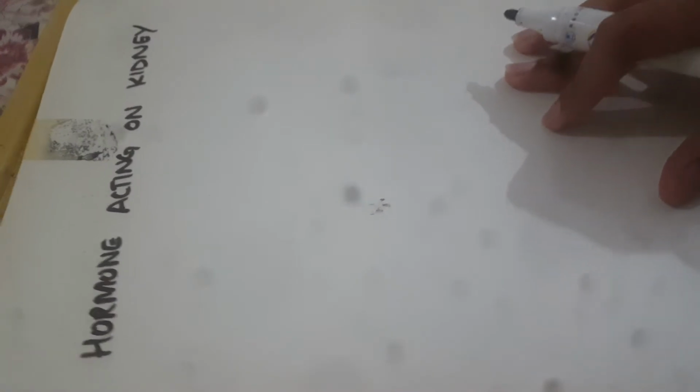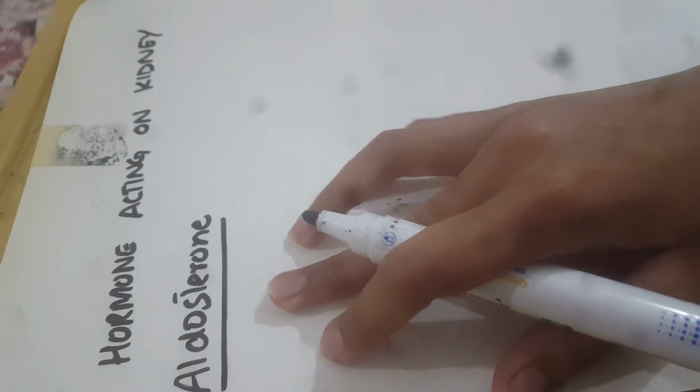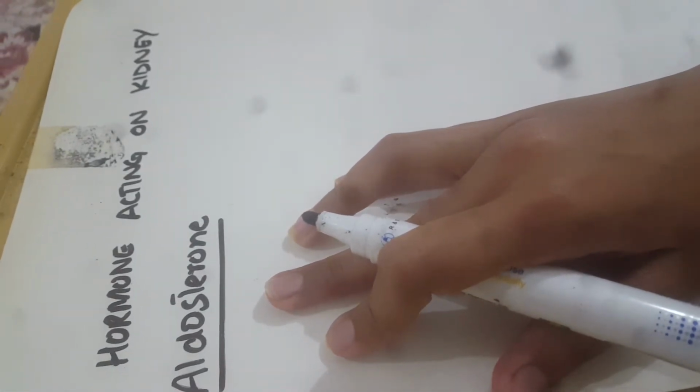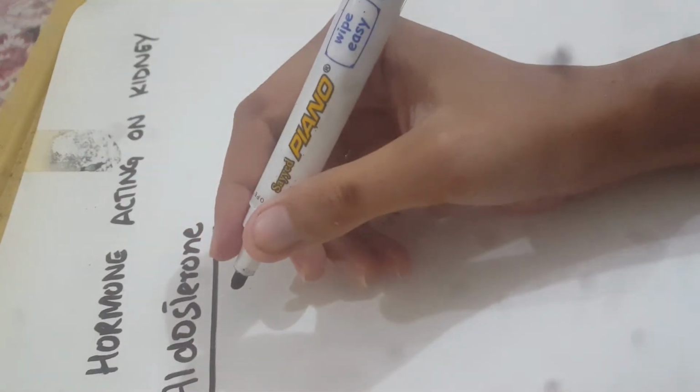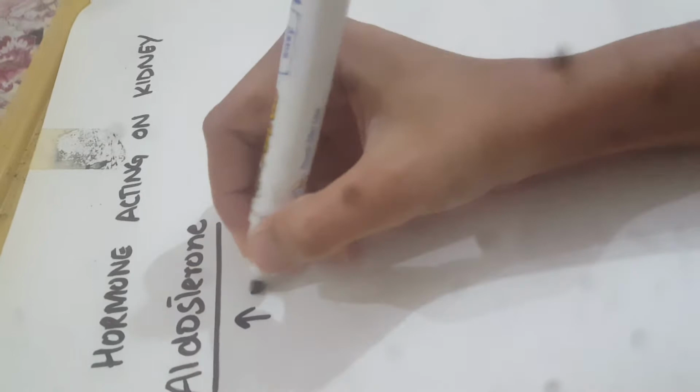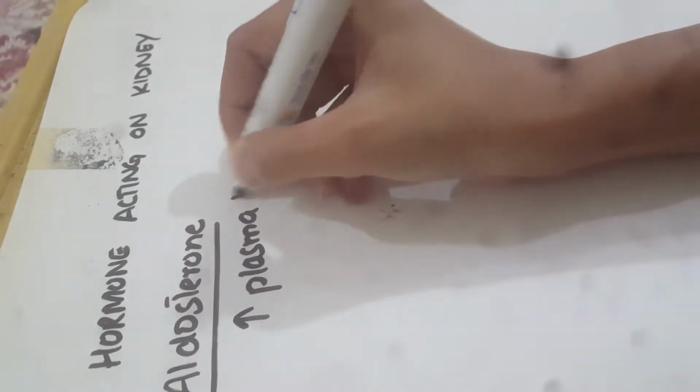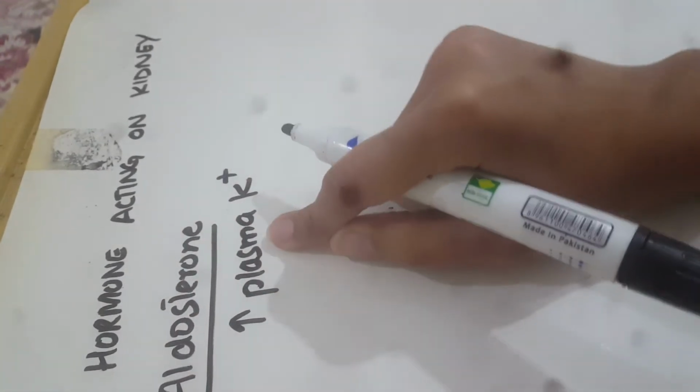Now the hormones that are acting on our kidney are very important to know, because these hormones are very important in maintaining the acid-base balance in our body. The first hormone that acts on the kidney is aldosterone, right? As we have studied earlier, it is secreted by the adrenal gland. How it acts when there is an increased plasma potassium concentration. It maintains the acid-base balance.